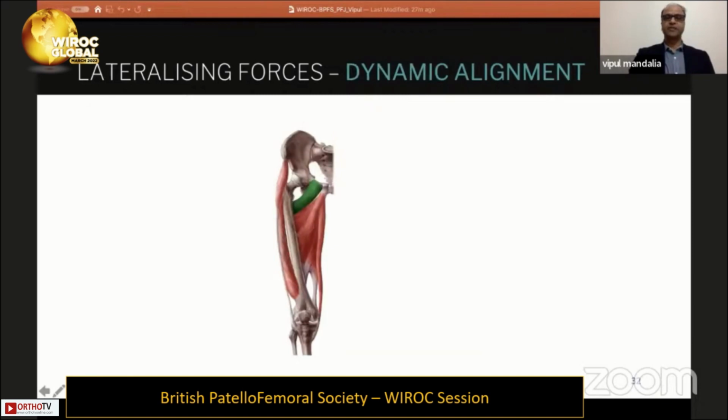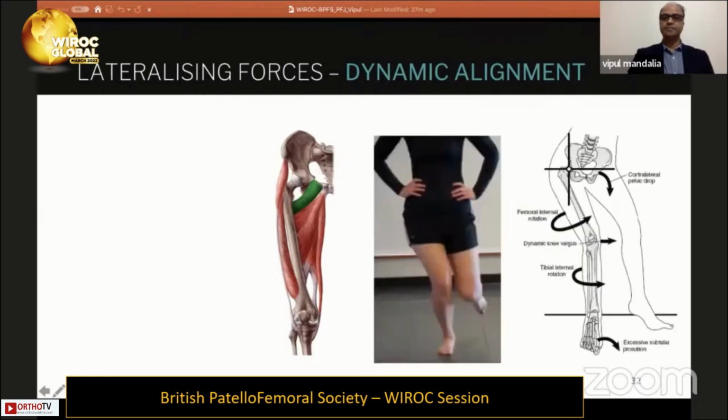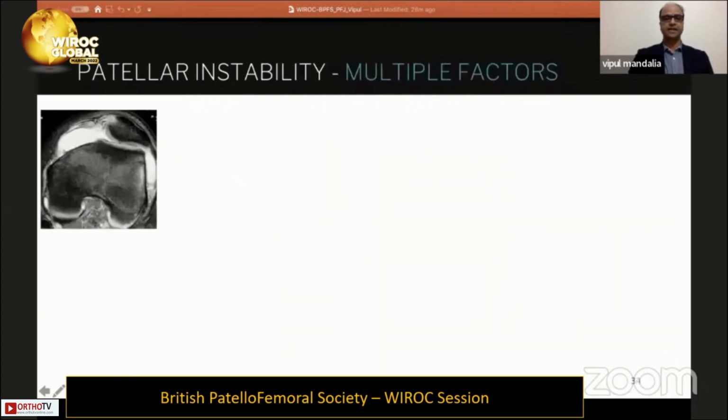Last but not the least, we must not forget dynamic alignment. What I mean by dynamic alignment is that even though your structures, both at the patellofemoral joint and slightly distant, are completely normal, if you have weakness of the proximal muscles, that is your abductors and external rotators, it can put your limb into a relative valgus and internal rotation position. And that can exert lateralizing forces as well. So what it means is that if you have underlying pathology that can cause patellar instability, and on top of that you have this problem, then it is going to contribute to instability.